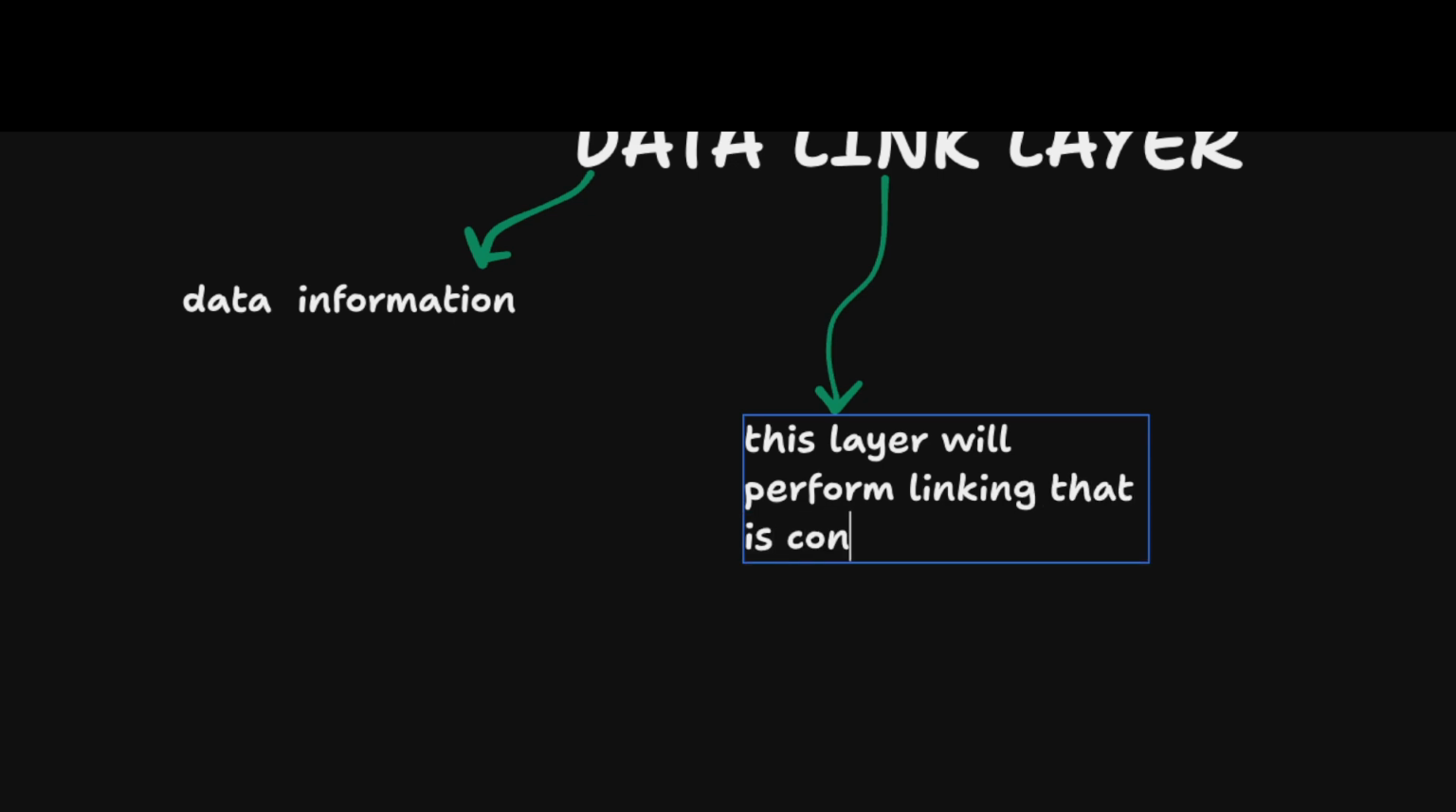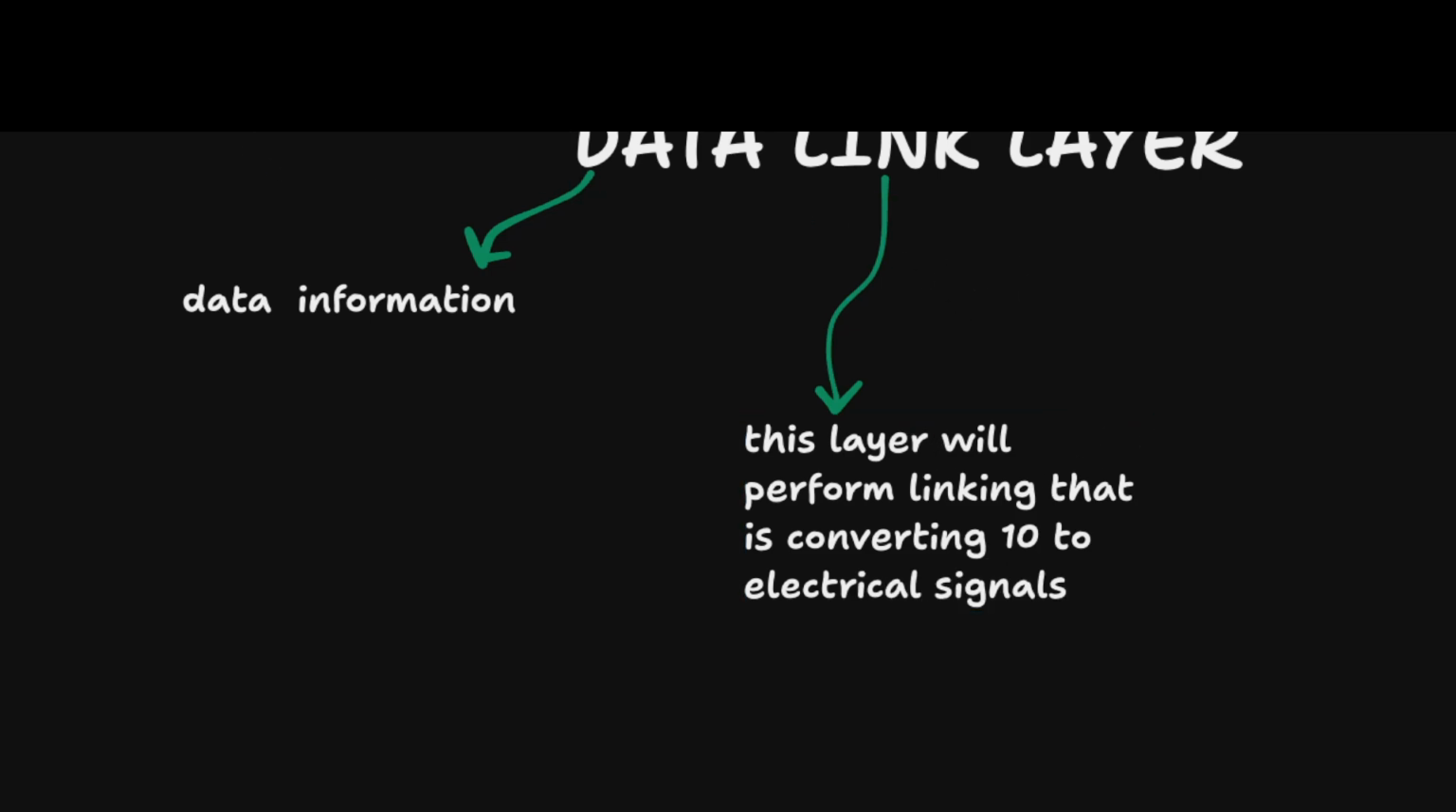So in the physical layer you only have analog signals, right? So this will do basically converting the ones and zeros to a physical electrical signal, which will be transmitted using the physical layer. So this is that linking that is going to happen.